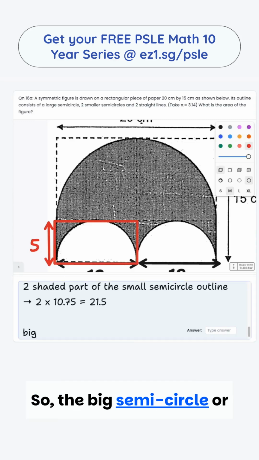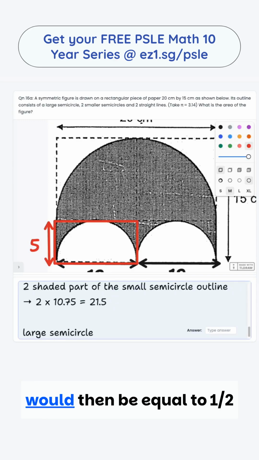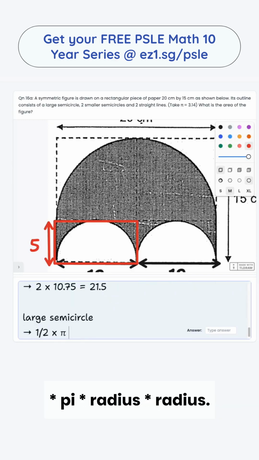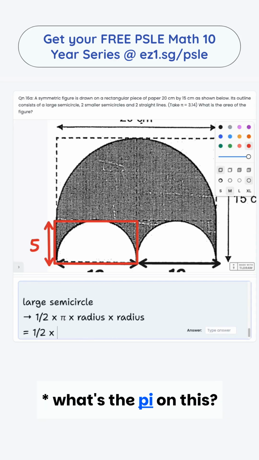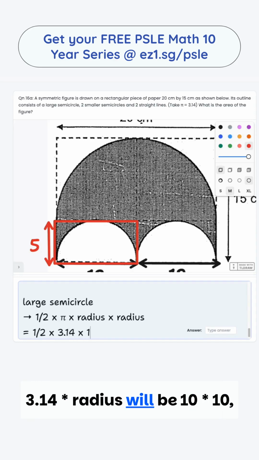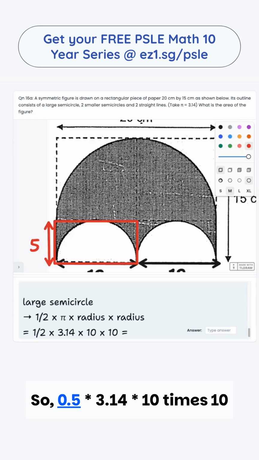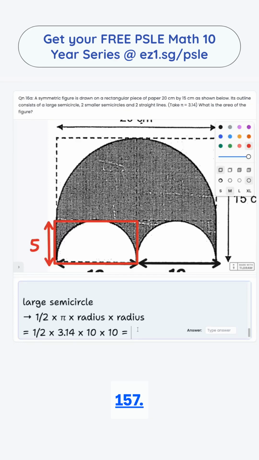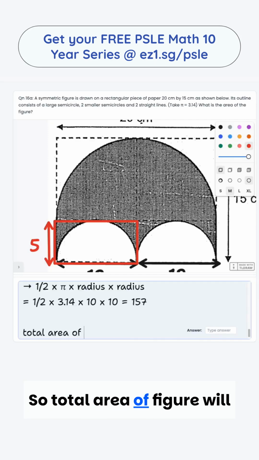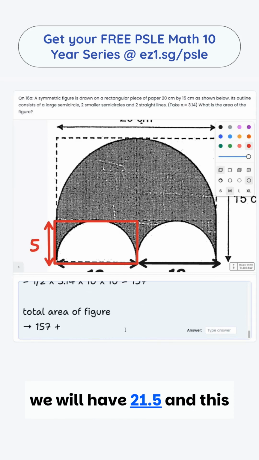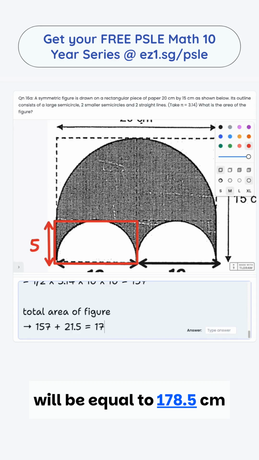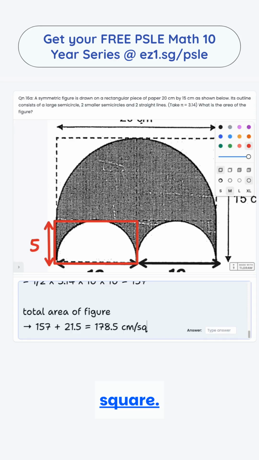The large semicircle will be equal to half times pi times radius times radius. So it will be half times 3.14 times radius 10 times 10. So 0.5 times 3.14 times 10 times 10 will be equal to 157. So the total area of the figure will be 157 plus 21.5, which will be equal to 178.5 centimeter square. That's what I see over here.